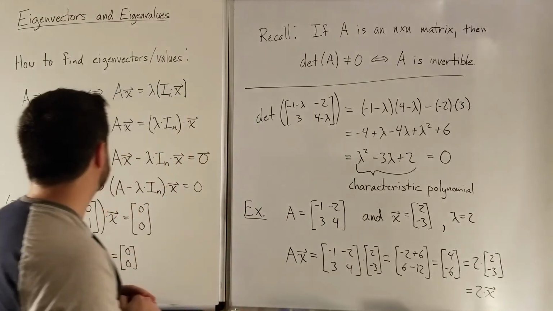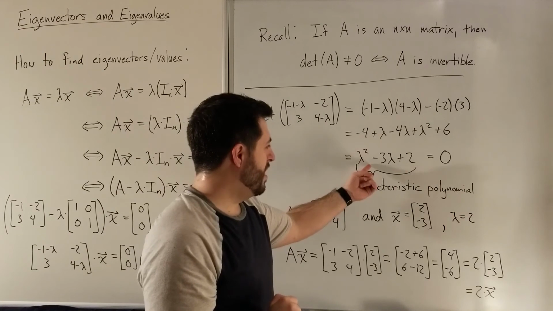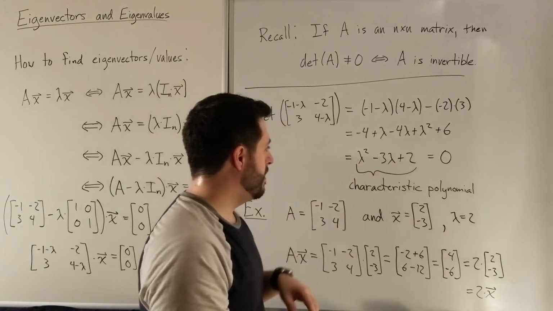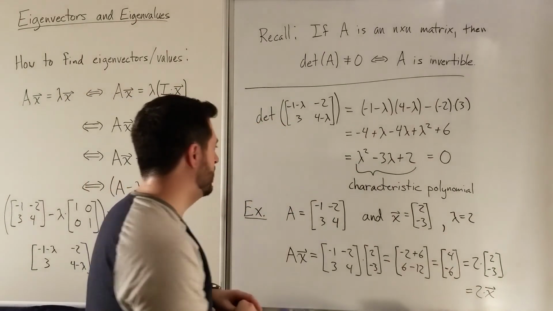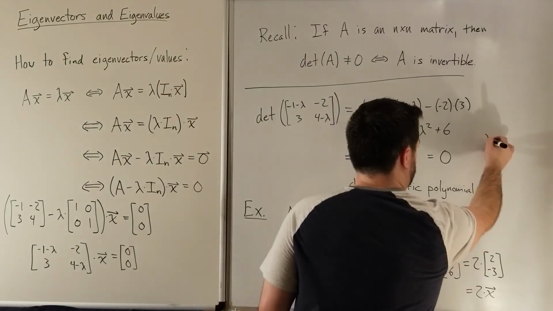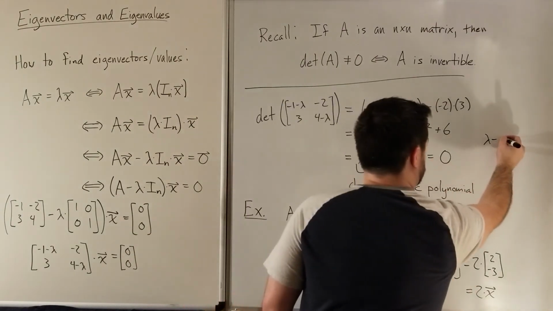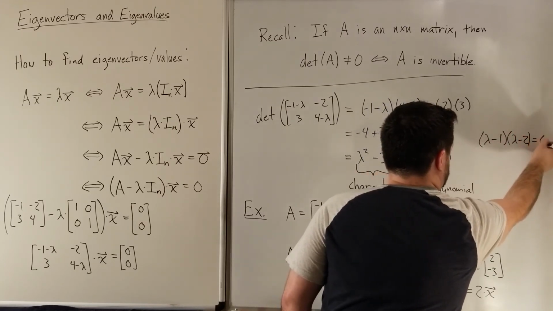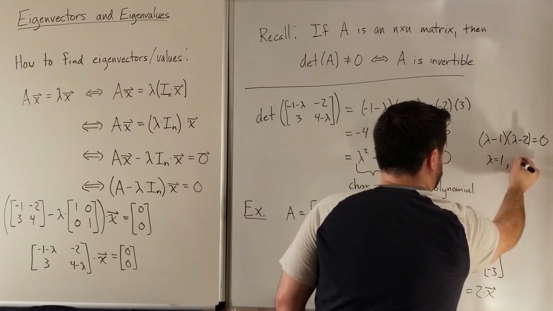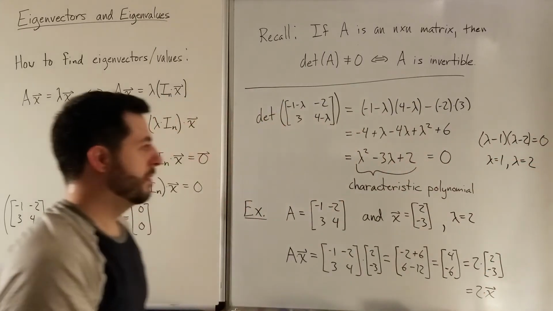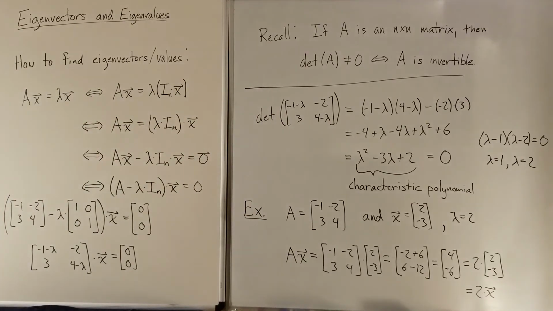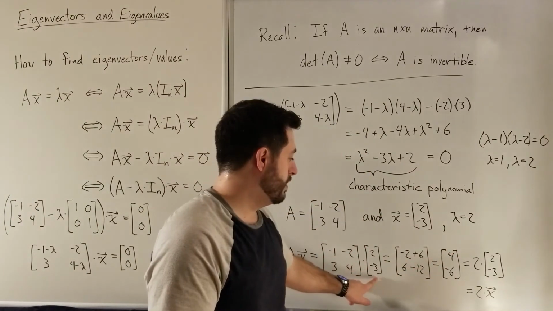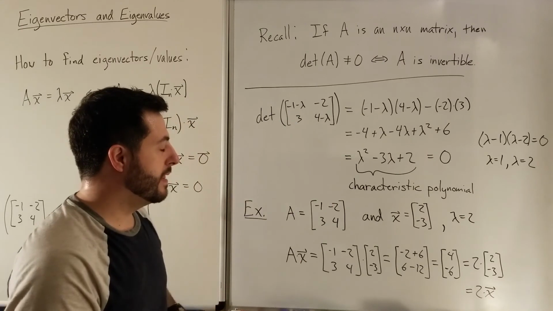So we're finding lambda first. What lambda will make this equal to 0? Well, we have to factor this. If lambda squared minus 3 times lambda plus 2 is equal to 0, then we're going to get lambda minus 1 times lambda minus 2 equals 0, and so lambda equals 1 and lambda equals 2. So we have two different values of lambda that will make this work. Remember that lambda equals 2 we knew worked because we actually knew the corresponding eigenvector for it. But this is how you would find that.